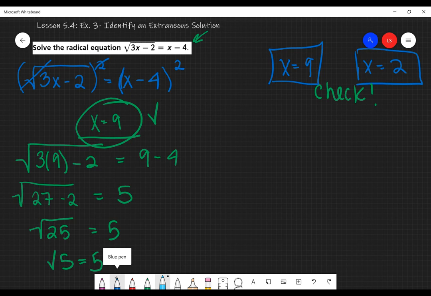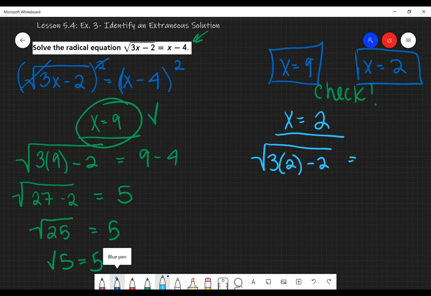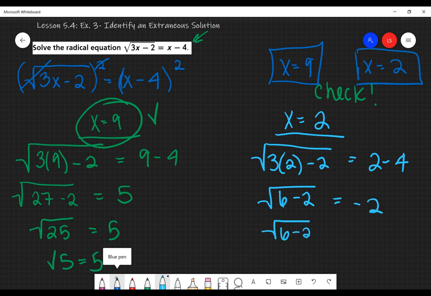Now we also have to check x equals 2. So we'll have the square root of 3 times 2 minus 2 equals 2 minus 4 on the right side. 3 times 2 is 6. 2 minus 4 is going to give us a negative 2. 6 minus 2 is going to give us 4 underneath that radical. The square root of 4 is 2. 2 does not equal negative 2, which tells us that x equals 2 is extraneous.